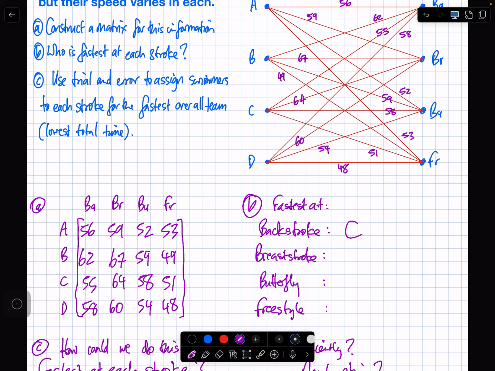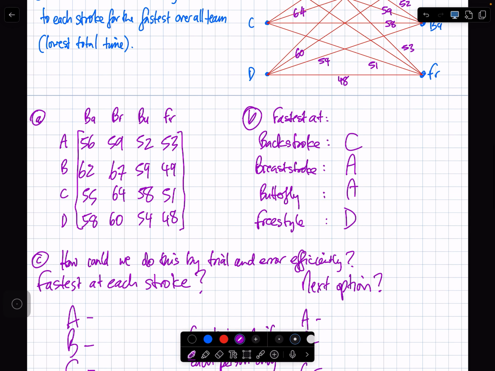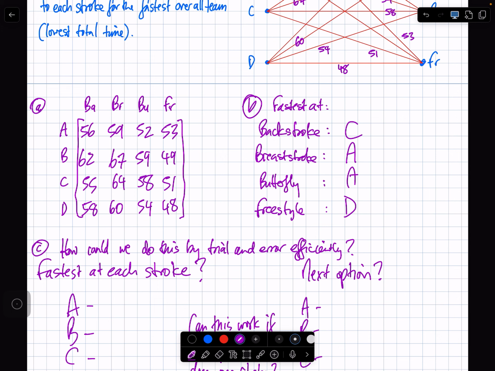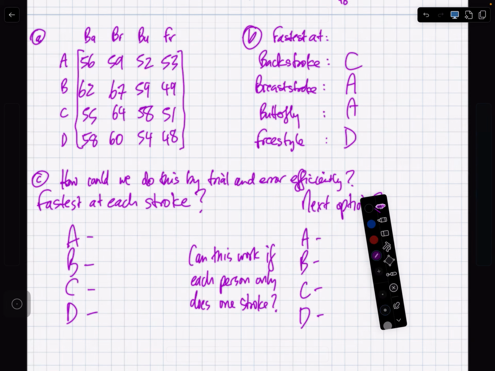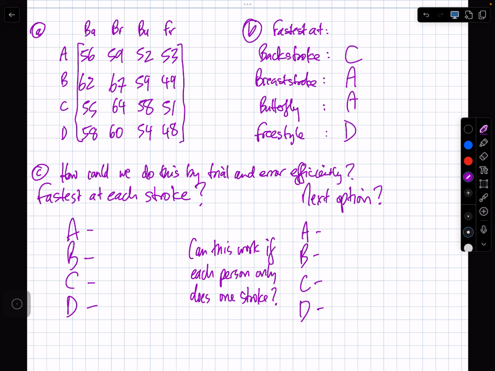Breaststroke, smallest number. 59, which would be A. Butterfly, smallest number. 52 would be A again. And freestyle, 48 would be D. Still no maths here. We're just reading numbers out. Now this, I don't even want us to get the right answer here because the second lesson is where I teach you how to get the right answer.